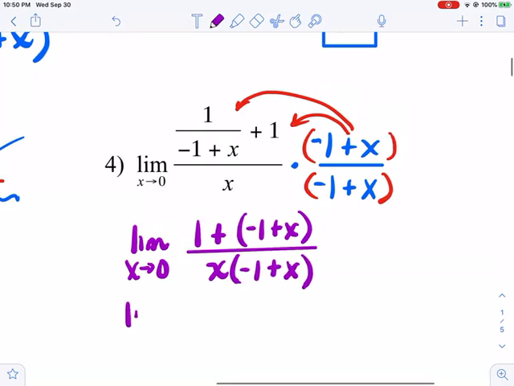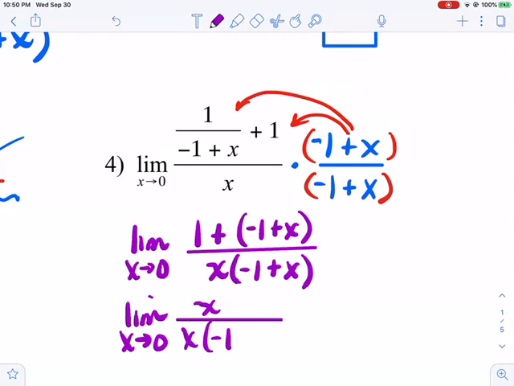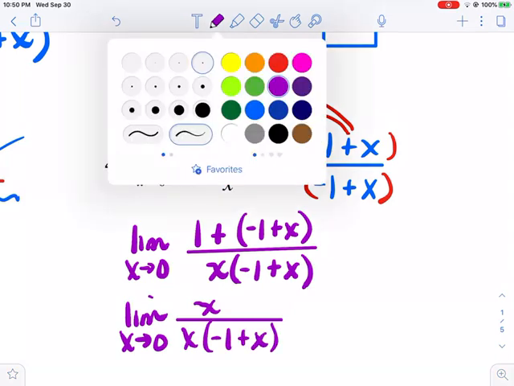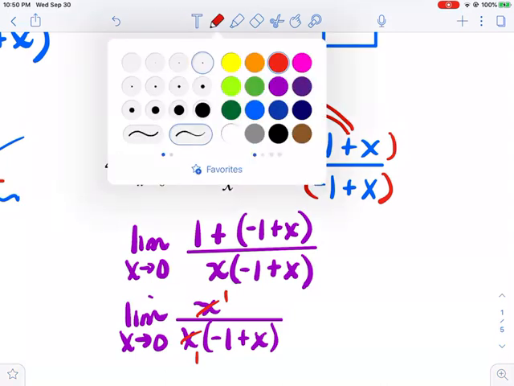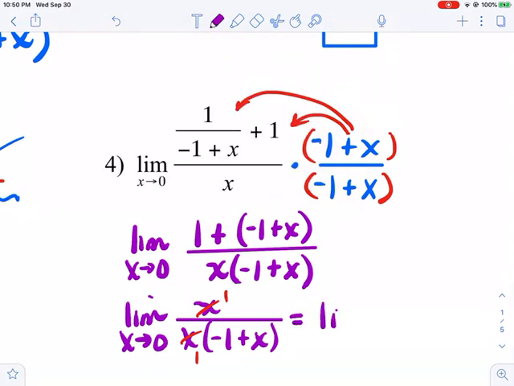So now simplifying the numerator, we're taking the limit as x approaches 0 of, we just have x in the numerator over x times negative 1 plus x. So we're going to cancel the x's, right? Cancel the x's, and those are 1's then. And we end up with the limit as x approaches 0 of 1 over negative 1 plus x.